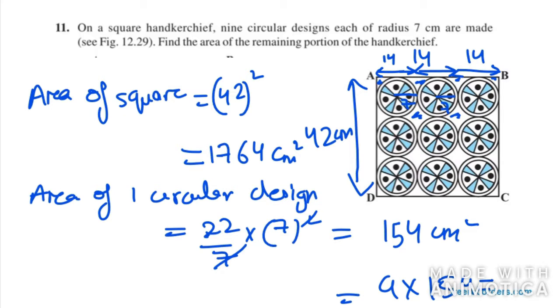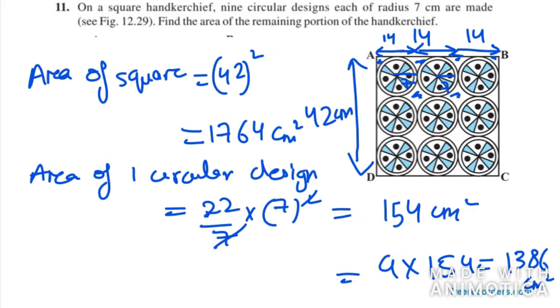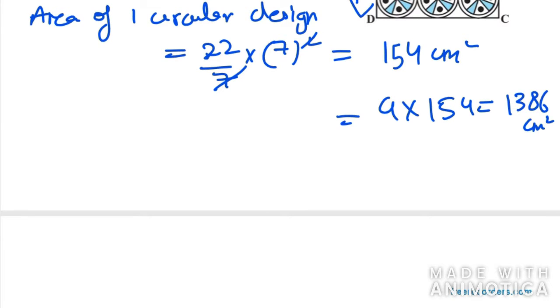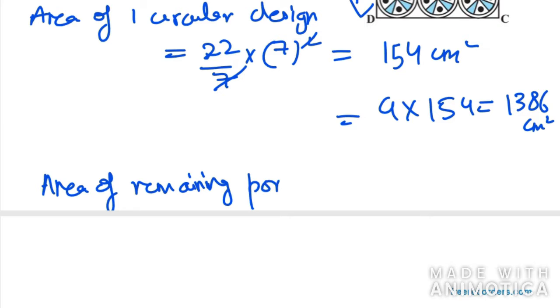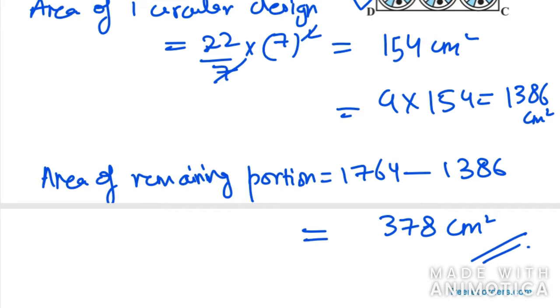Now for 9 it will be times with 9. 9 into 154 will be 1386 centimeter square. Now we need to find the area of remaining portion on the handkerchief. So it will be area square take away area of 9 design, circular design. So area of remaining portion, it will be 1764 take away 1386. So it will be 378 centimeter square.